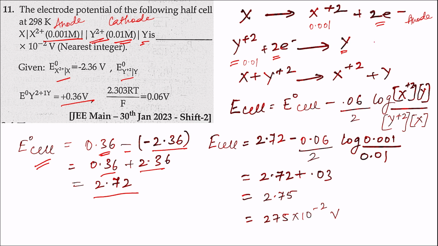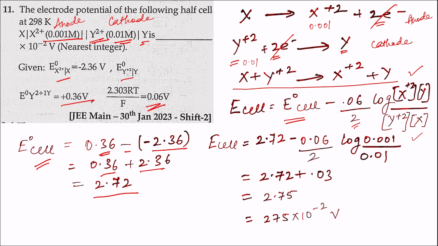Adding these two equations, this is the anode, it is the oxidation reaction, and at the cathode it is the reduction reaction. Adding these two equations, electrons on both the sides get cancelled and you get this redox reaction. So E cell will be equal to E naught cell minus, now 2.303 RT by F is given as 0.06. So 0.06 divided by number of electrons. Now number of electrons participating in this redox reaction is 2. Log product divided by reactant.